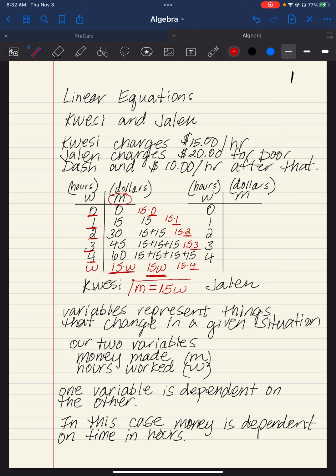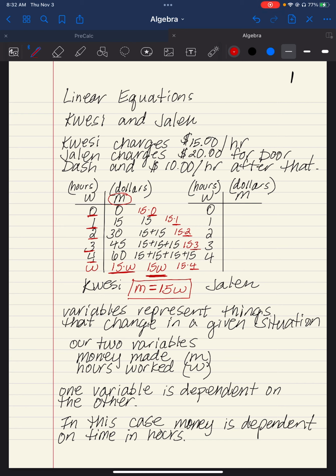And we like this because it's general. That means if I wanted to predict how much money Quessy would make if he worked 10 hours, I would take 10 and multiply it by 15 and I get $150 and I'm good. This equation helps me to calculate things quickly. It's a shortcut equation, so we don't have to add up 15 10 times, right? We know the relationship between the two variables that are changing. And this is called a linear relationship. There's a reason why it's called a linear relationship. We'll talk about that in a minute.